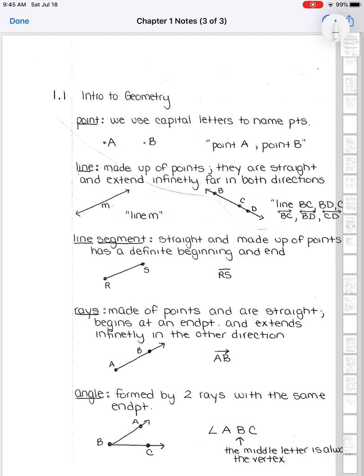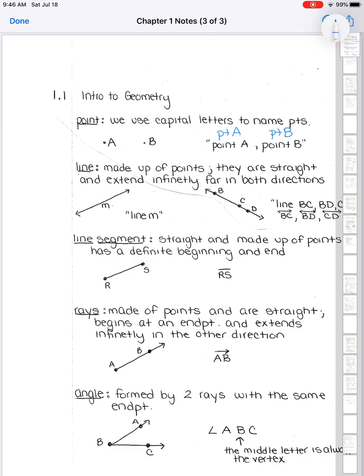So section 1.1, again, is going to go over a decent amount of vocabulary. We're going to talk about the intro to geometry here. So we're going to talk about a point. When we talk about a point, the formal definition is we use capital letters to name a point. It's like a dot. So you might see a little dot with an A or a dot with a B, and you can call it point A, point B.